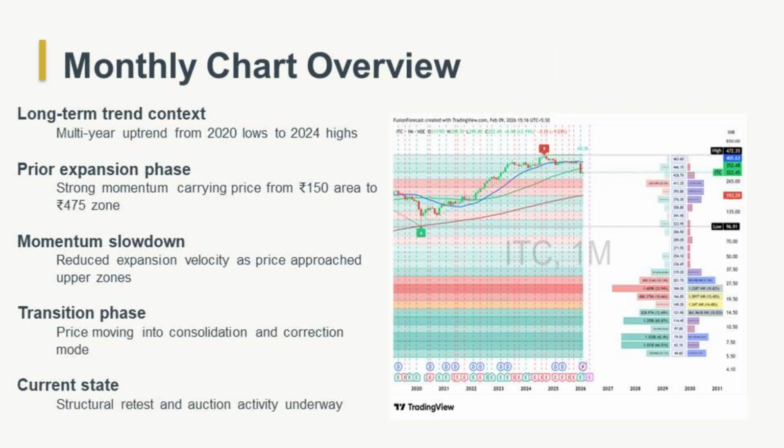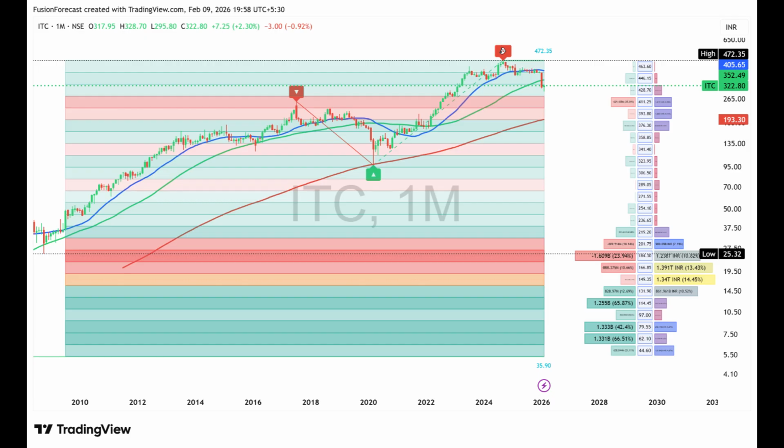Let's start with the monthly chart, which gives us the highest time frame context. ITC had a strong multi-year expansion phase. However, recent candles show loss of momentum and overlapping price action, indicating a transition from trend to consolidation or correction. This shift is important for understanding current behavior.